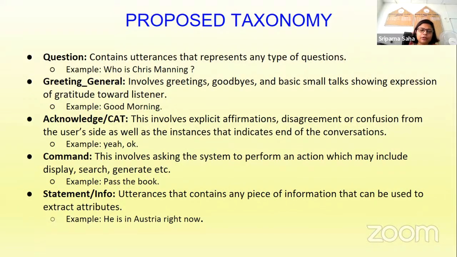Then there is a statement, the information utterances that contain any piece of information that can be used to extract attributes. Like he is in Austria right now. So here Austria is an important slot. So from some utterances you can easily extract slot information. So these are the 5 categories that we are interested in. We have basically categorized these fine grain categories into some coarse grain categories, and this is our taxonomy. So we have 5 classes: question, greeting, general, acknowledgement, command, and statement.